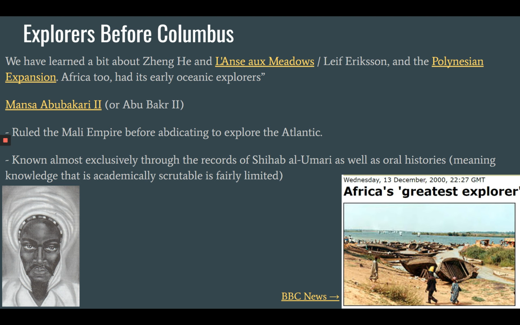And so this man goes himself, and he's known almost exclusively through the records of one Islamic scholar, as well as oral histories about him. But we do have a bit of knowledge about him. You can read a news article from about 20 years ago here. Although he's a semi-legendary person. He lived, he did this thing, but the specifics of his voyages are little known. And you'll have to study it on your own if you're interested.